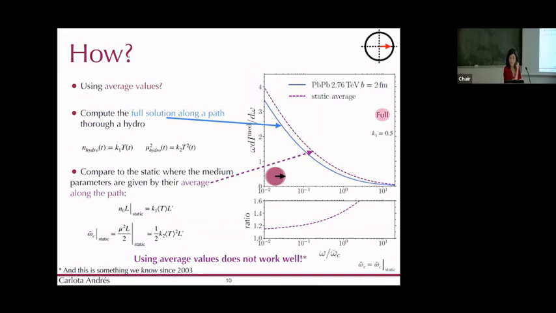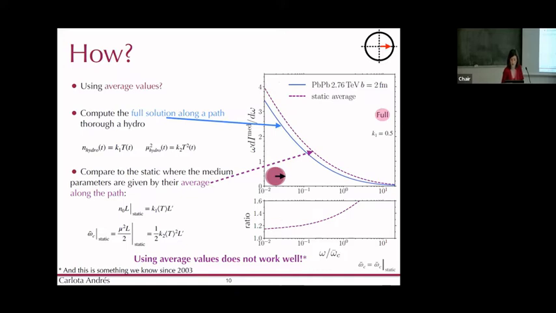So what have people thought about, and this is something that was already done 20 years ago? It's like, okay, I just go through my trajectory and I replace the temperature profile by its average, and I compute the spectrum for the average temperature. But this does not work. That does not work very well.